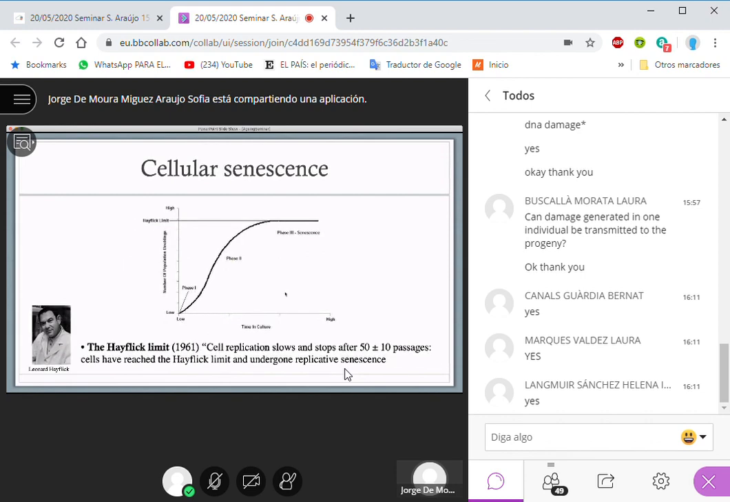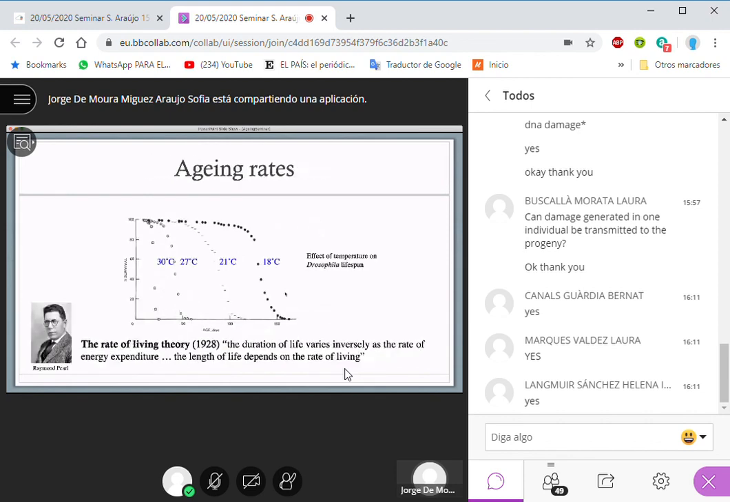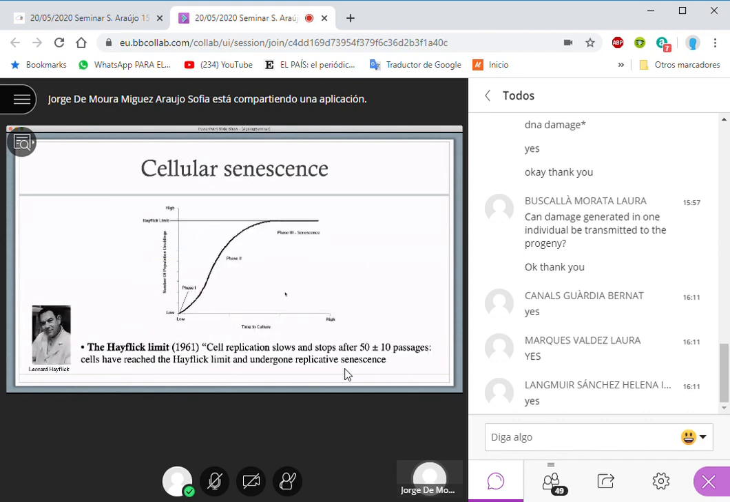And then we have other ways of looking at cells. So we have the aging rates, we observe aging rates, but people also are very interested in finding out what happens to cells. And so Leonard Hayflick was doing experiments to see what was the maximum number of times that cells would divide. And so he manipulated them, and what he could see is that replication, so division of these cells, slows and stops after about 50 passages, 50 plus or minus 10.